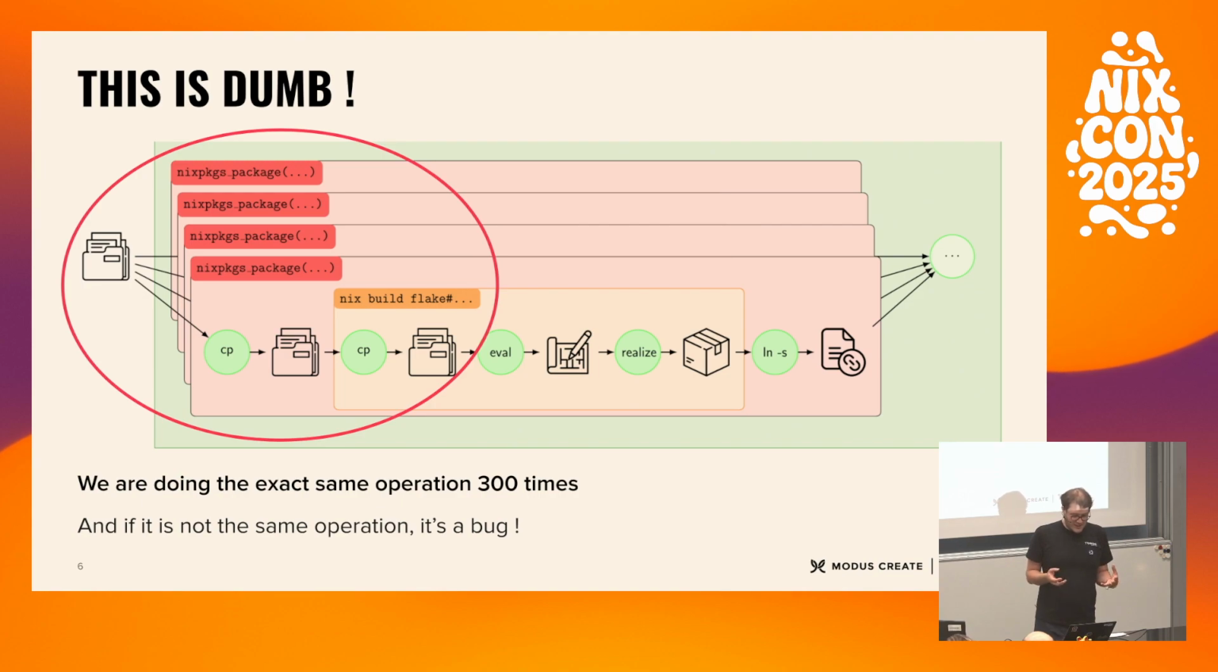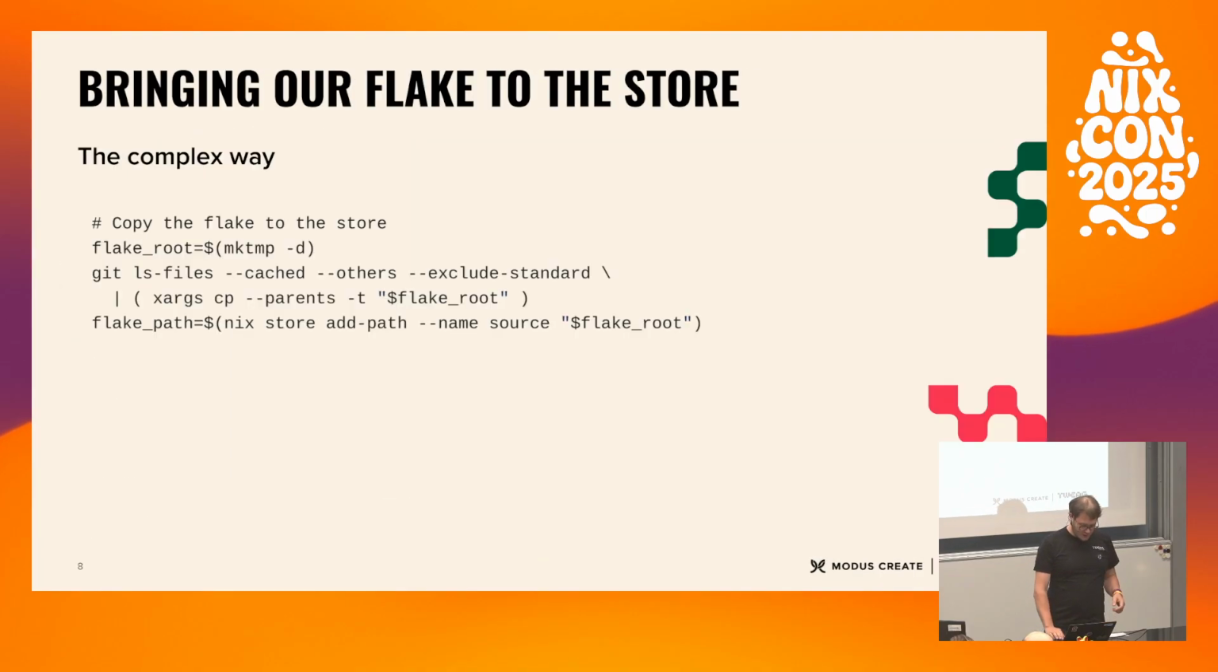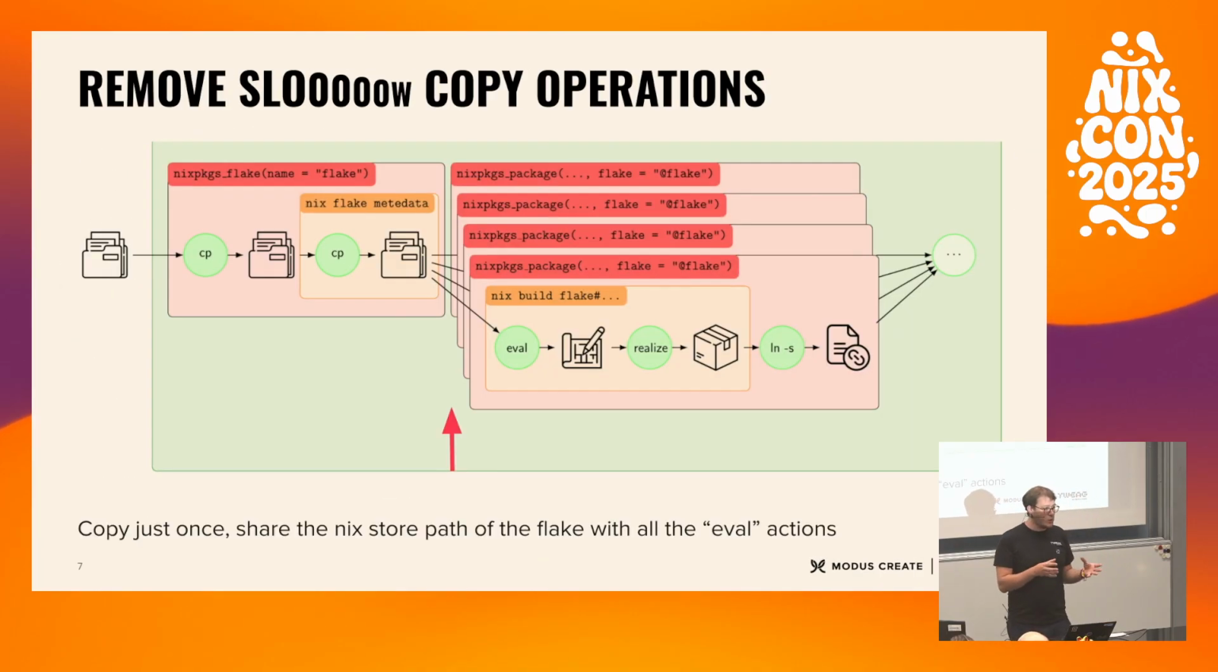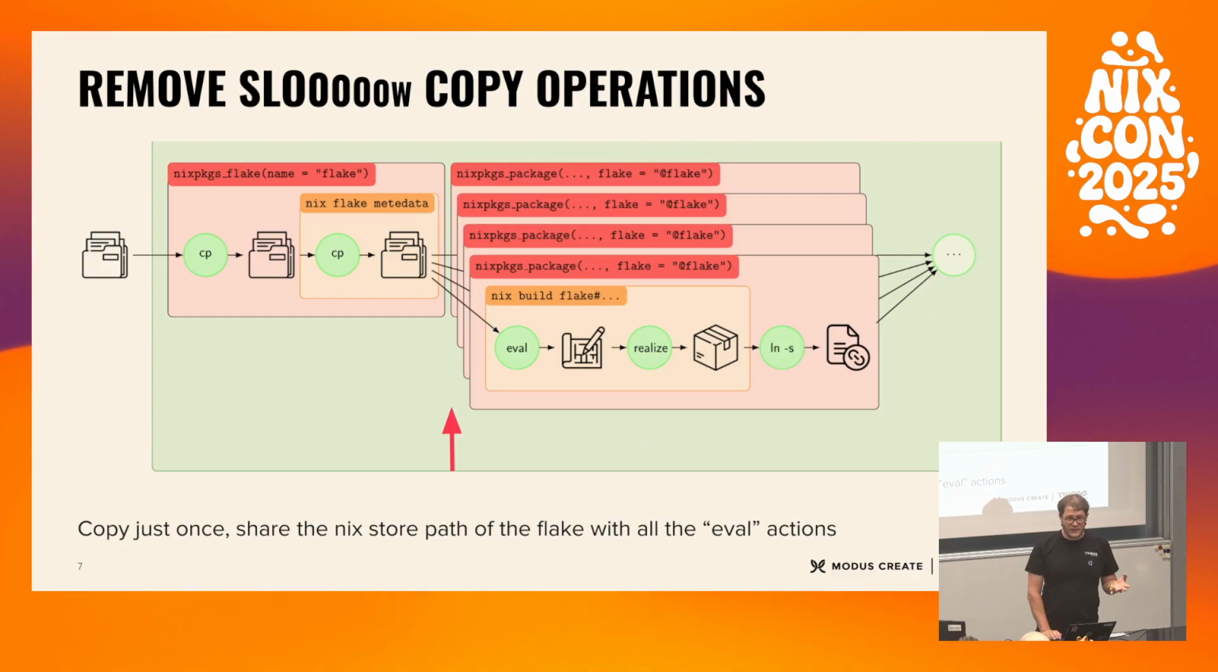And as I said, the first part is really dumb. We are doing the same copy operation 300 times, and it's the same thing. So, of course, we want to split it, do it only once, and then share it, which is not that trivial because we need to share a flake that is already in the Nix store. So we need a way to send our files to the Nix store. How to do that? I mean, if you have any ideas, just come with it.